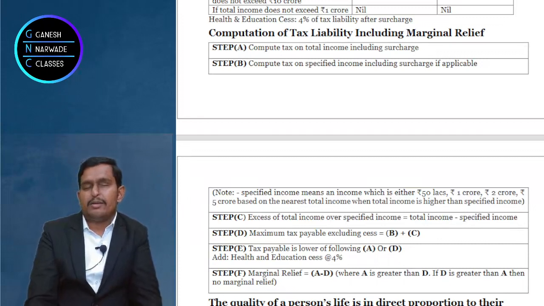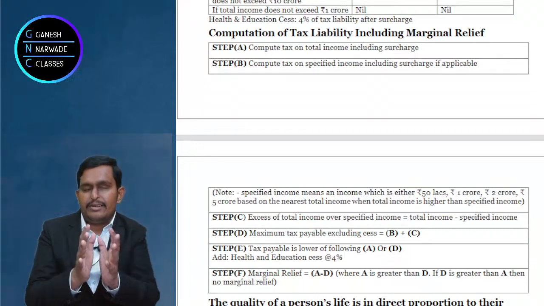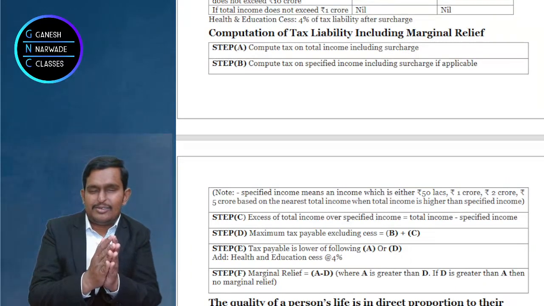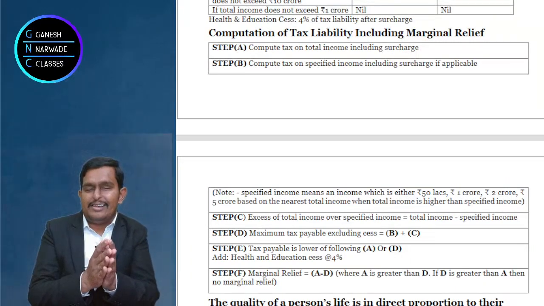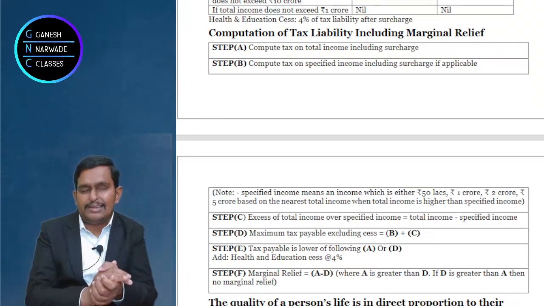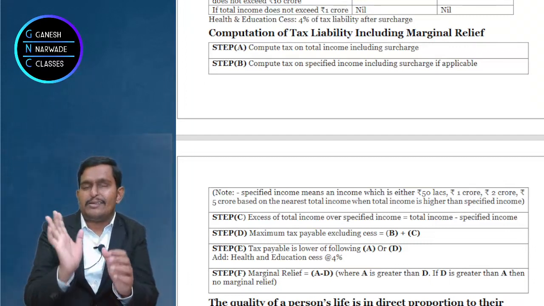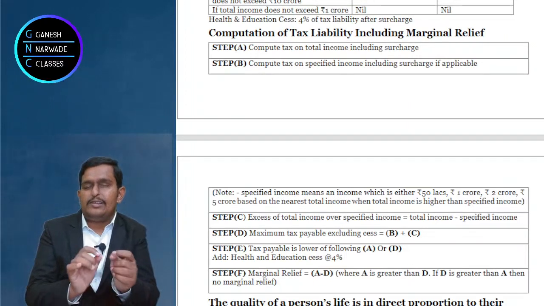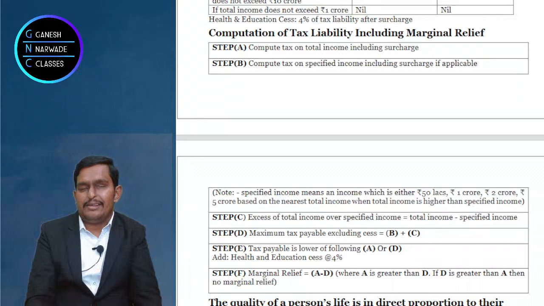Step D talks about simple B and C. So what you calculated tax on specified income plus income in excess of specified income under C, both these things B and C will be added, you will get D. And D is nothing but the maximum tax you can collect. Okay, right? Very easy. D talks about maximum tax you can collect, and it is nothing but B plus C.